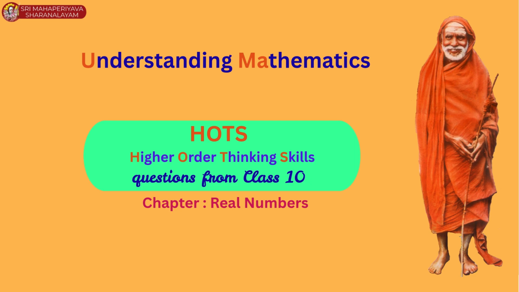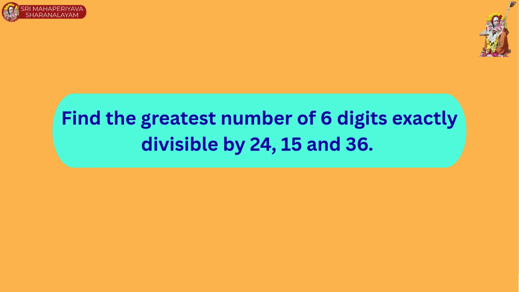In this episode, let us see how to solve some HOTS questions, that is higher order thinking skills questions from class 10. The first question: find the greatest number of 6 digits exactly divisible by 24, 15 and 36. Let's understand the question. Find the greatest number of 6 digits which is exactly divisible by 24, 15 and 36.